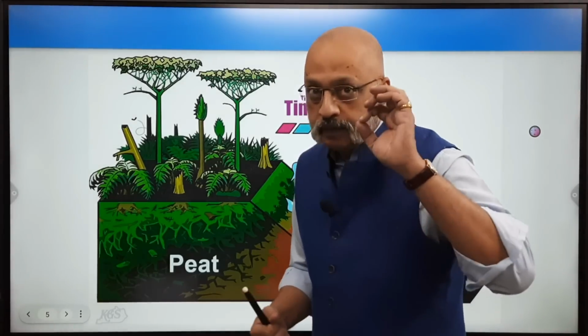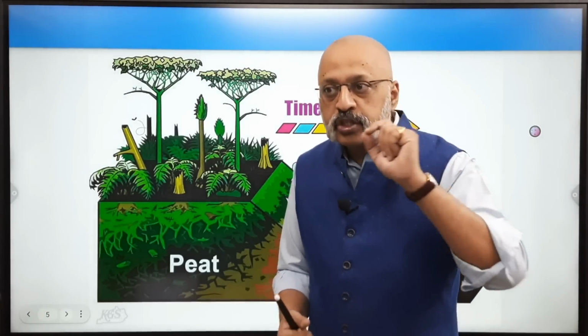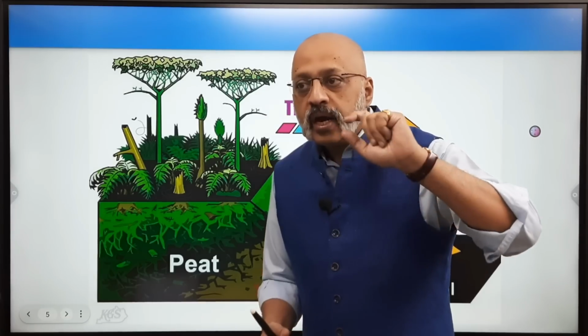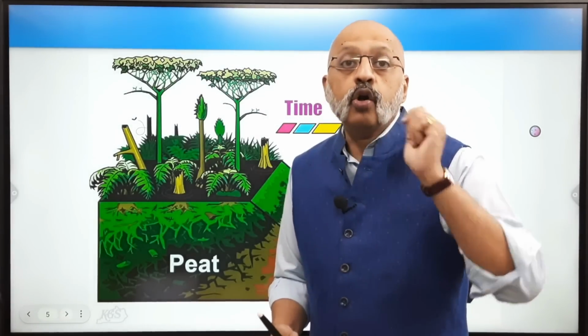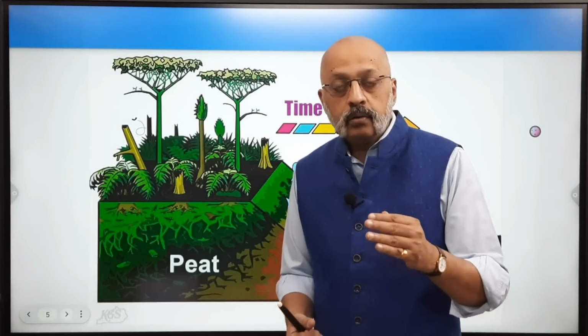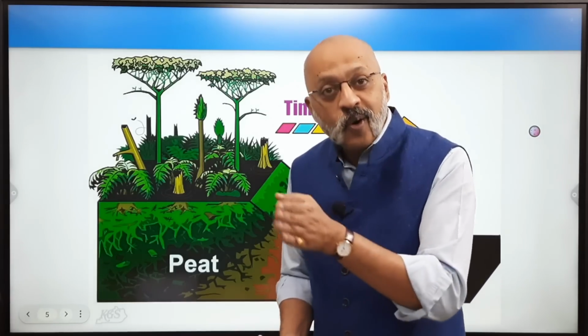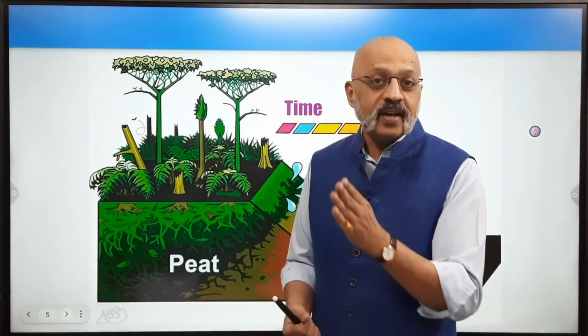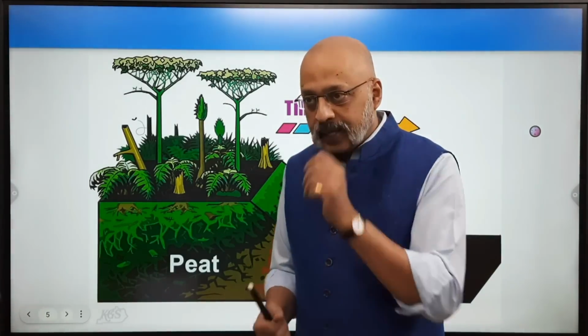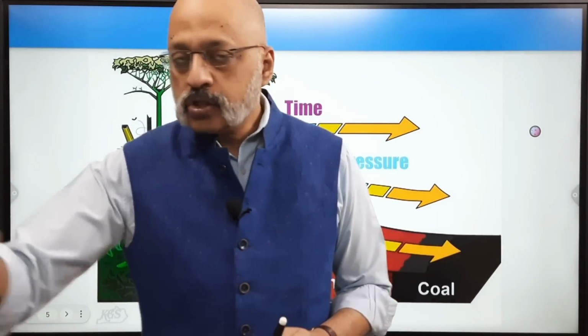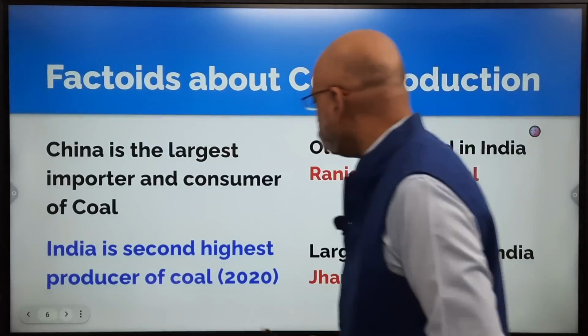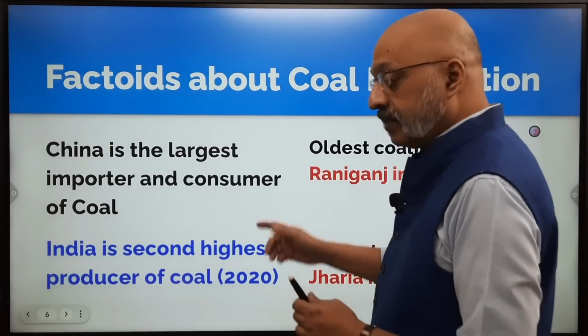Remember this definition: the conversion of dead vegetation into coal is called coalification. Now, this is not Kohli, Virat; it is not Kohli-fication. It is COALIFICATION, coalification. It's there in the notes. Okay, so one more slide I will show you. That's coming up next.